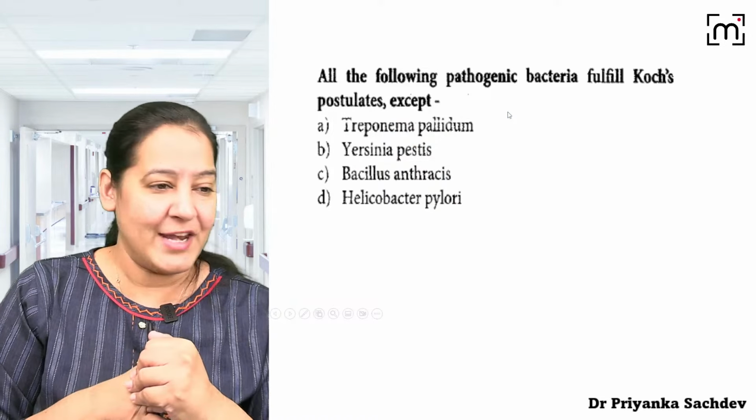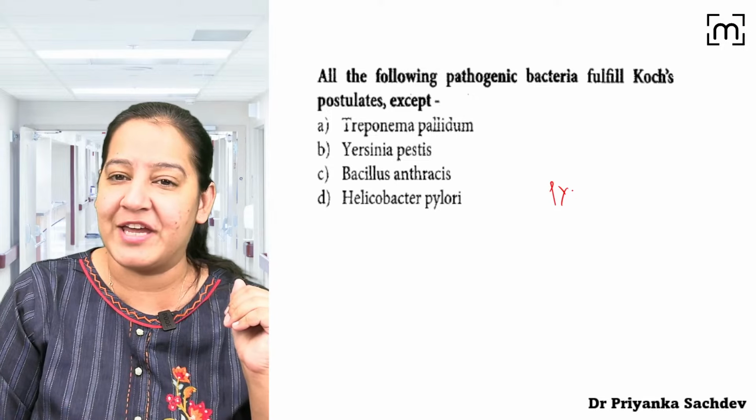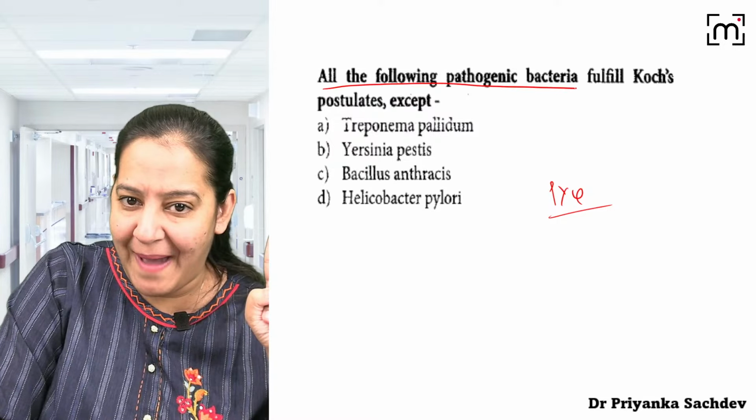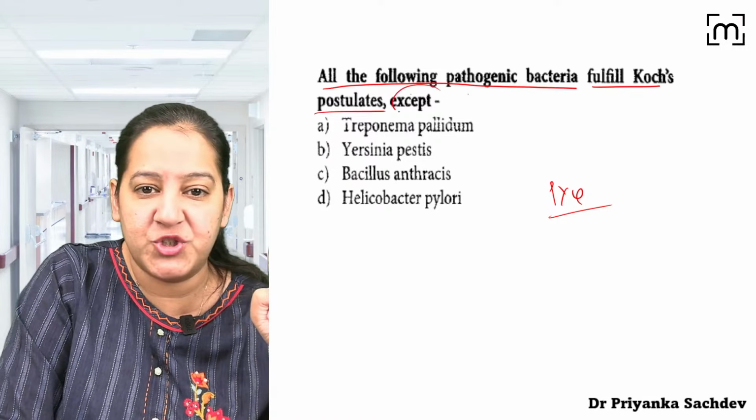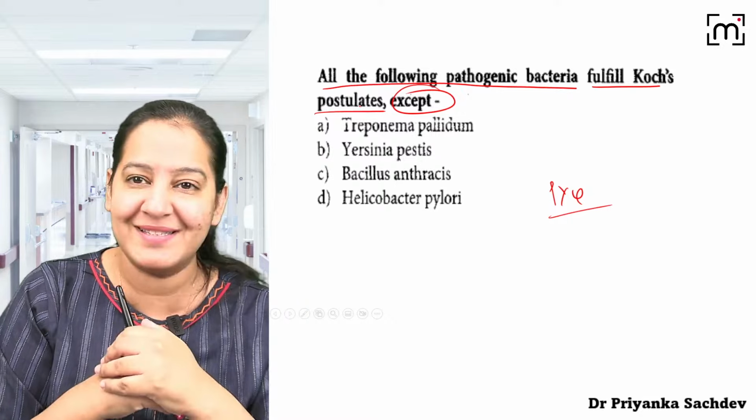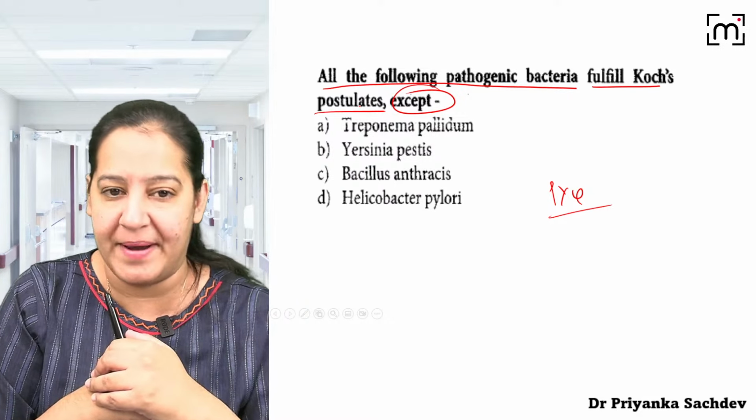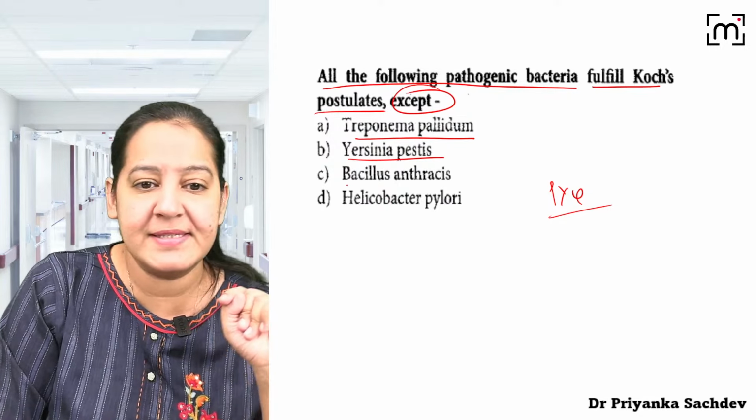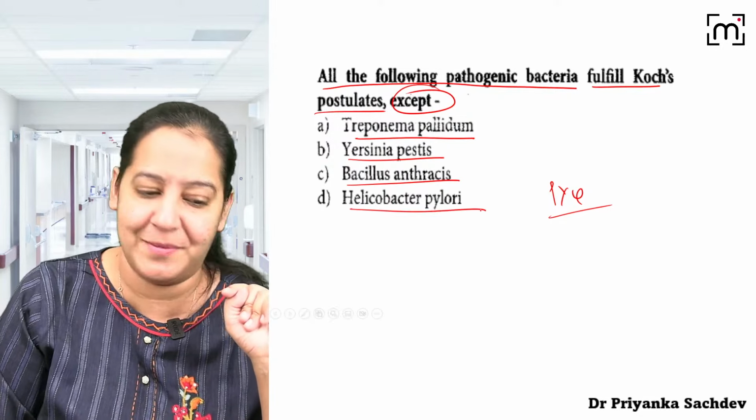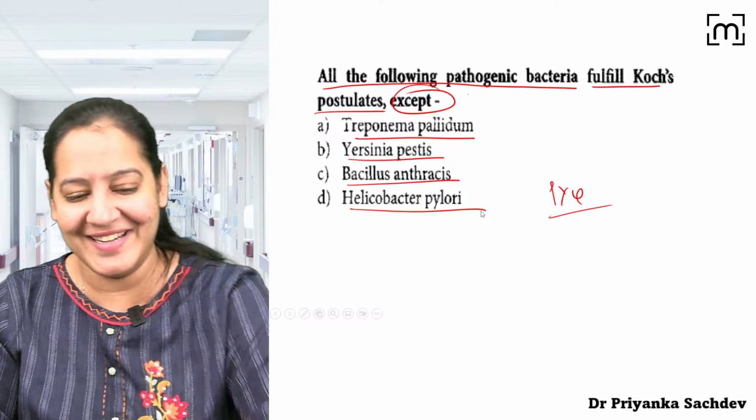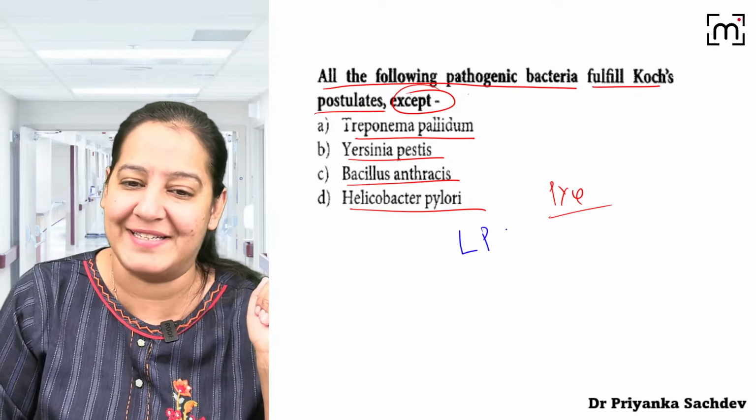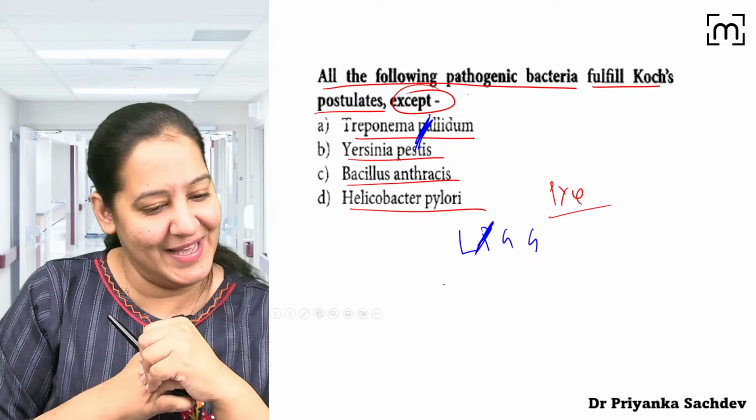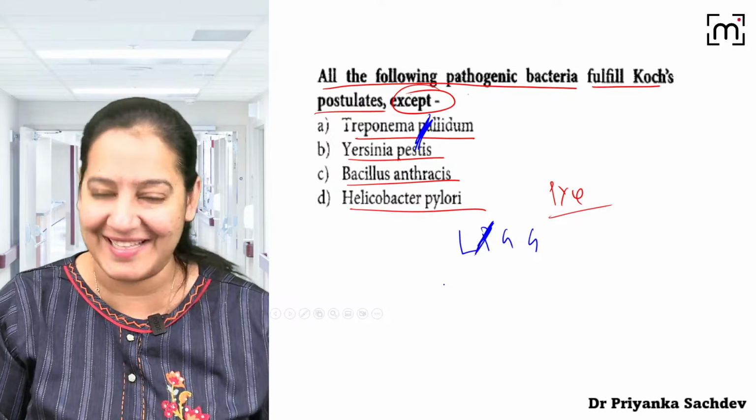Yes, we should. Can you help me in solving this question? It is one of your PYQs of the FMGE exam. All of the following bacteria fulfill Koch postulates except: Treponema pallidum, Yersinia pestis, Bacillus anthracis, Helicobacter pylori. Write your answer in the comments. Everyone is right. Just apply the mnemonic, it's as simple as that. LPG gas. Pallidum's P is coming in P. So yes, you all are right and you got it. This is the correct answer.